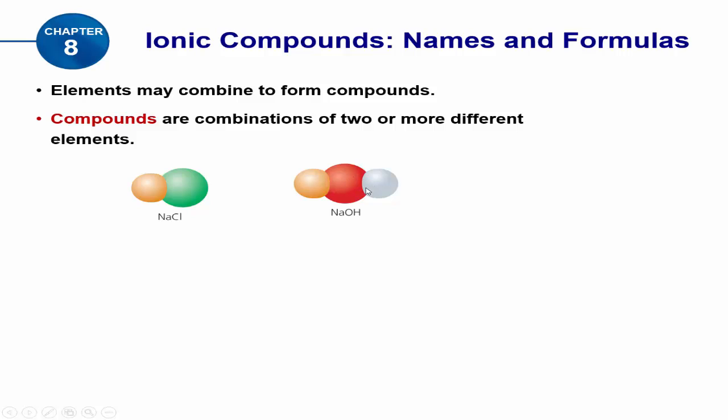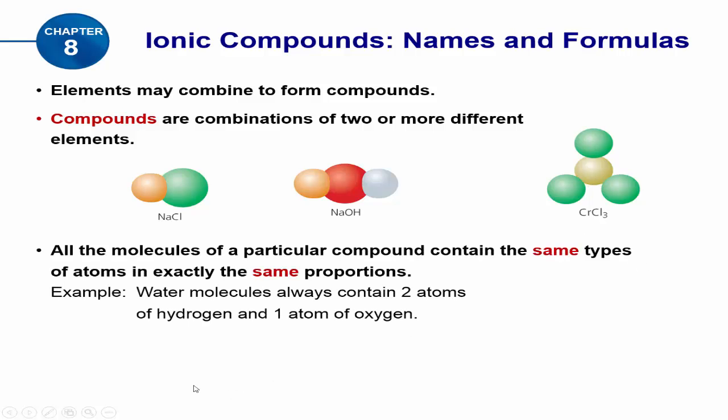You have a sheet of them. You're not expected to memorize them, but when you see OH, OH actually stands for hydroxide. So don't try to name it sodium oxygen hydride or something, because it's a polyatomic ion. So you have to get used to using that sheet of polyatomic ions. This, on the other hand, would be chromium trichloride. All the molecules of a particular compound contain the same types of atoms in exactly the same proportions.